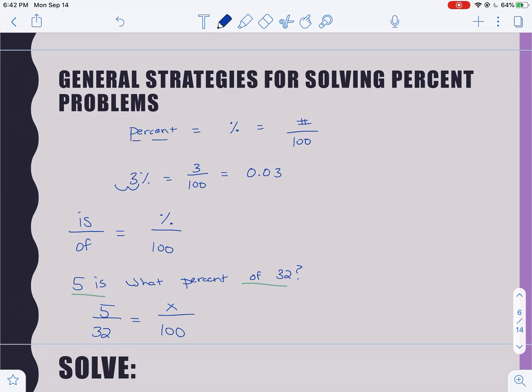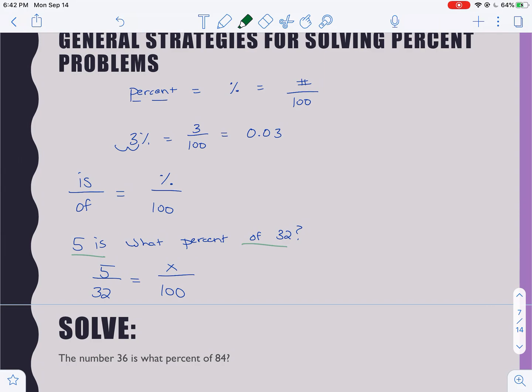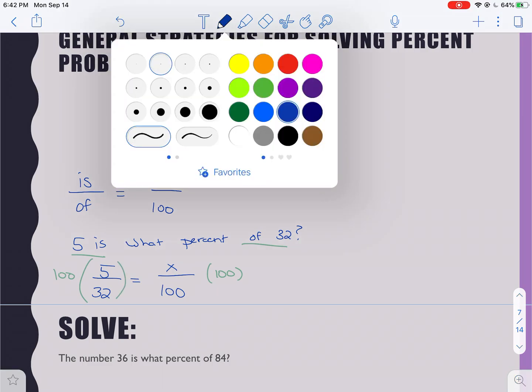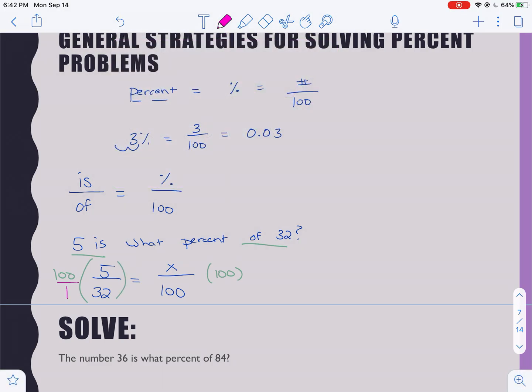One way of doing these is you can always set up a proportion, so a fraction equal to another fraction. And then in order to solve this, remember this is x divided by 100. So to solve, you could multiply both sides by 100. And remember, when you do this, only the numerator gets multiplied by 100 because it's like 100 over 1. And then you would multiply across and across. Using your calculator, if you took 5 times 100 and then divided by 32, you would get x is 15.625%. So that's one way to think about it.